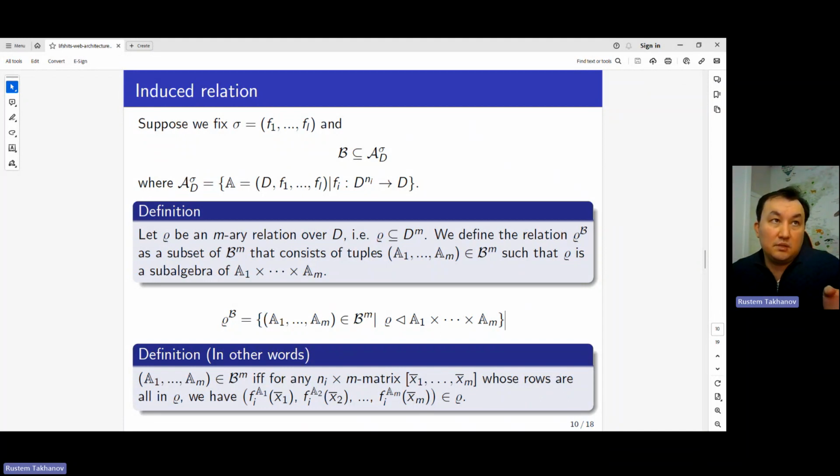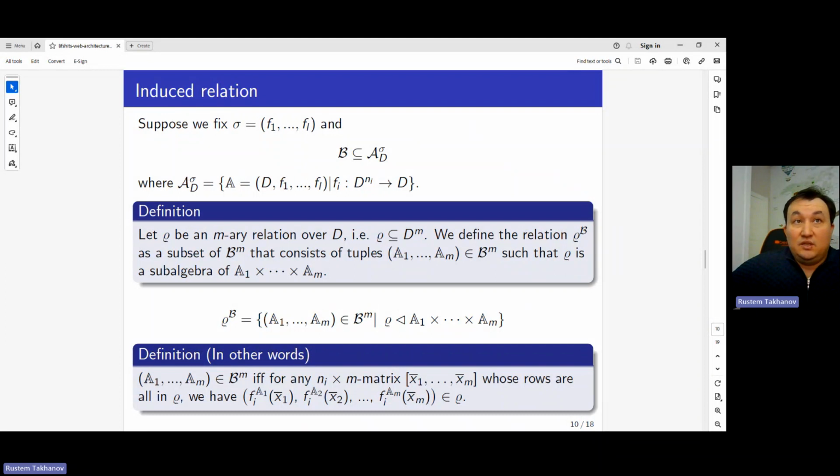This is what it means that rho is a subalgebra. And the same, of course, is true for the second operation in A1, the second operation in A2, etc. So basically, all corresponding operations in A1, etc., AM element-wise preserve relation rho. And all such tuples of algebras that satisfy this property, A1, etc., AM, will be elements of this rho superscript B. So basically, any collection of algebras B induces rho superscript B.